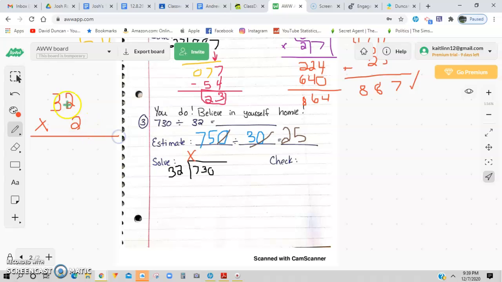Okay. 2 times 2 is 4. 2 times 3 is 6. Okay, 64. So I'm going to put 2 right here. It's as close as I can get to 73 without going over. Subtract 64.